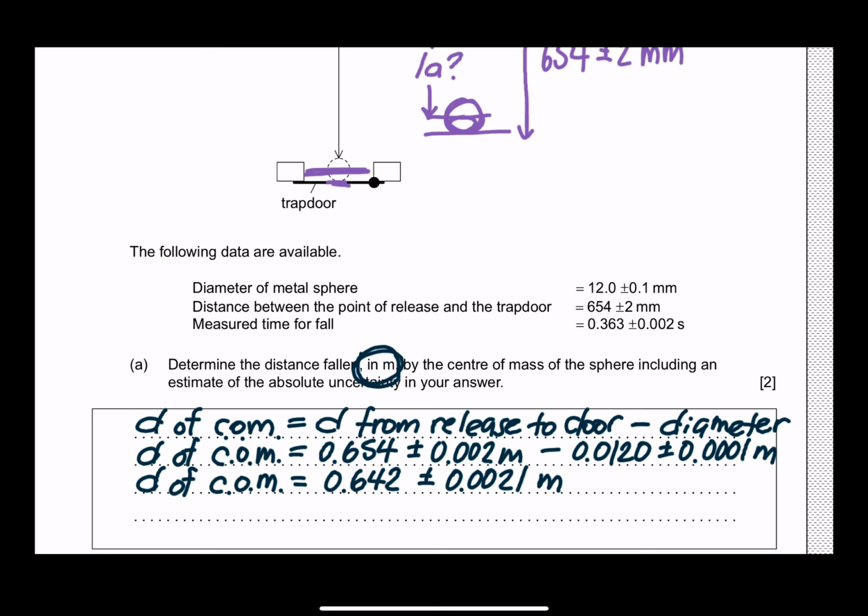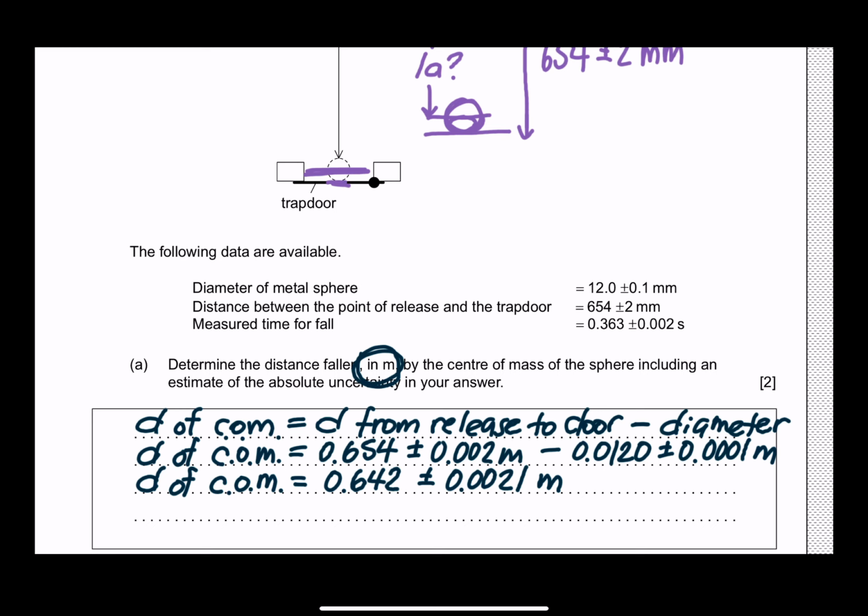And remember, when you're subtracting with significant figures, you have to go with the number that has the least number of significant figures after the decimal point. 0.654 has 3 sig figs after the decimal. 0.0120 has 4 significant figures after the decimal. I have to go with 3 sig figs after the decimal. That leaves me with 0.642.